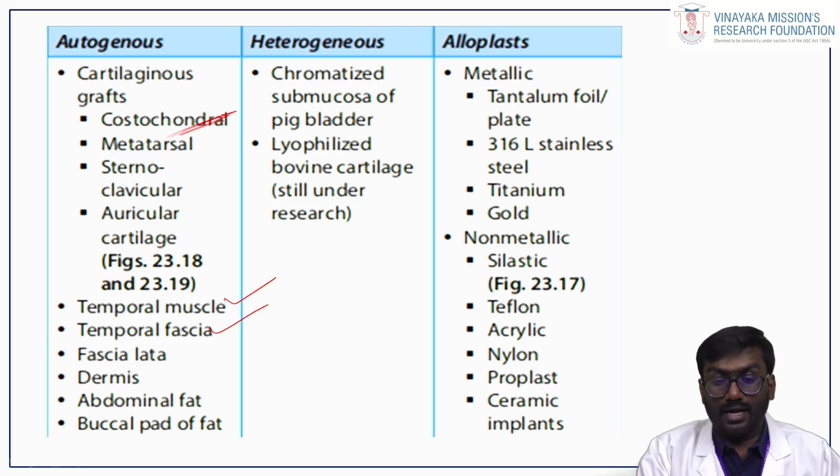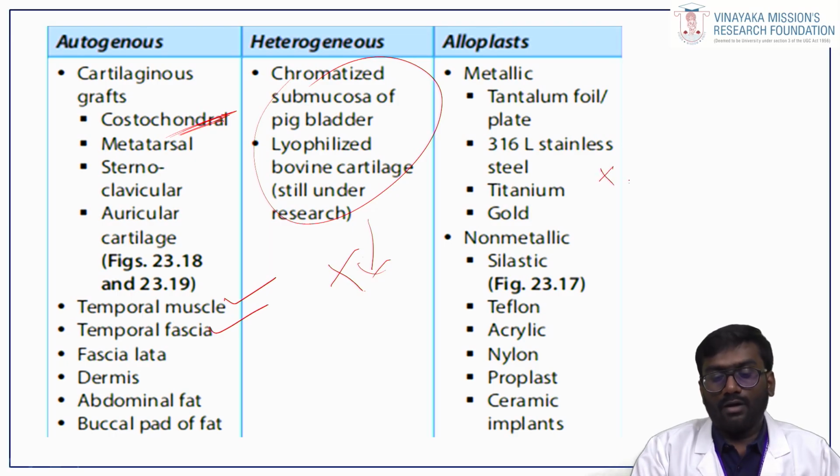The heterogenous ones are those taken from some other species. From the pig's bladder you can take the submucosa, and bovine cartilage can also be taken. These are foreign material, so you have the risk of immune reactions and rejections. So this is not preferred. The next are the alloplasts: metals like tantalum foil, gold and titanium can also be used as interpositional materials, though less commonly. Non-metallic ones are teflon, acrylic and ceramic implants. These are all listed in the literature as barrier materials.